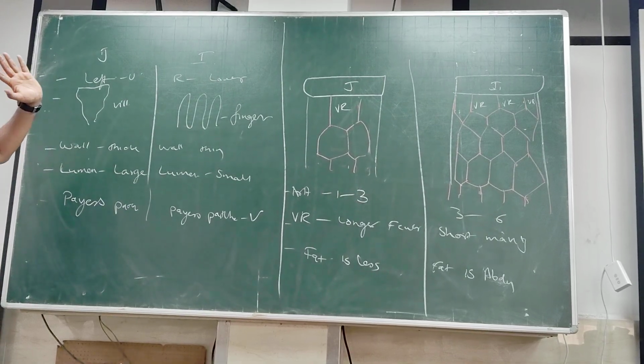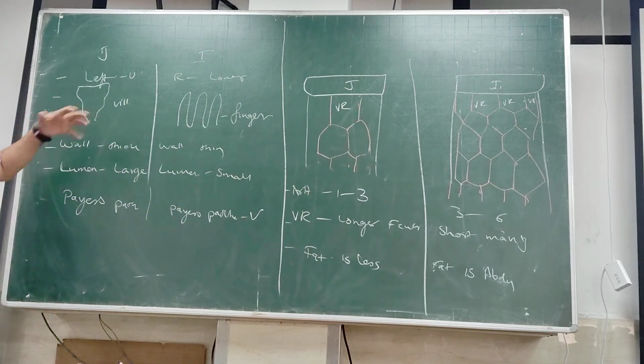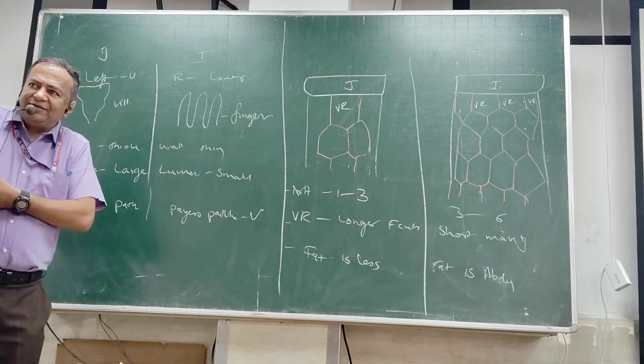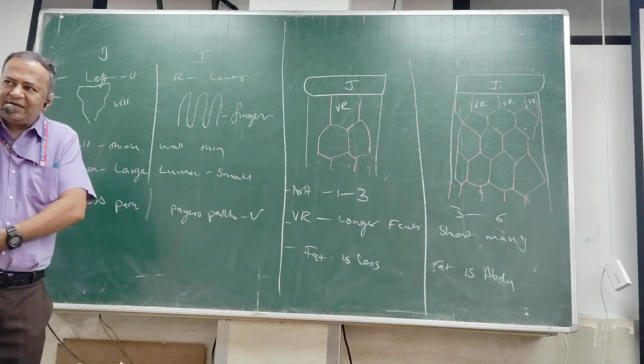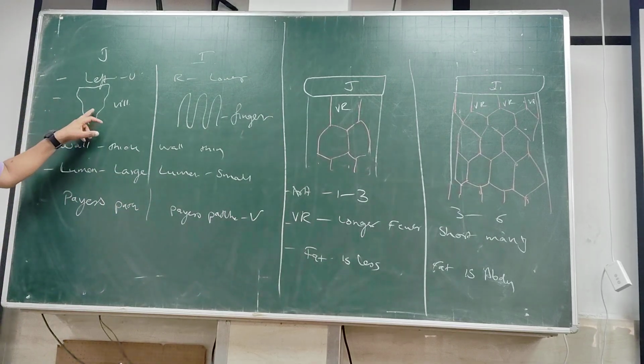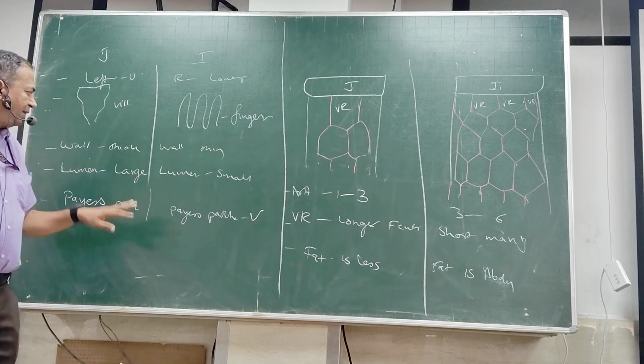So we are discussing differences between jejunum and ileum. Jejunum is more on the left side and upper part. Ileum is right and lower part. Villi in jejunum are leaf shaped. Villi in ileum are finger shaped.